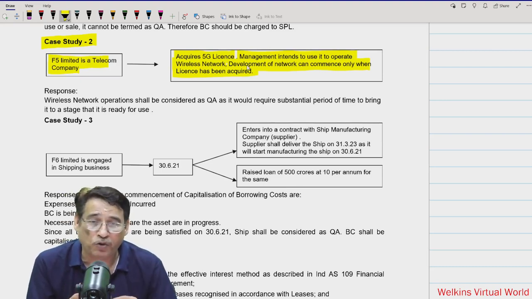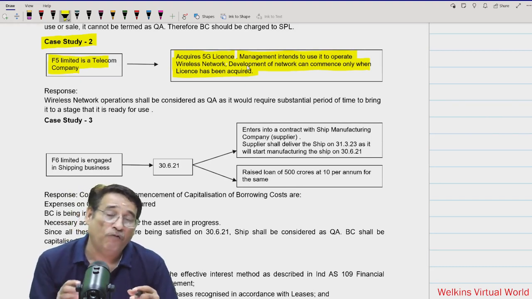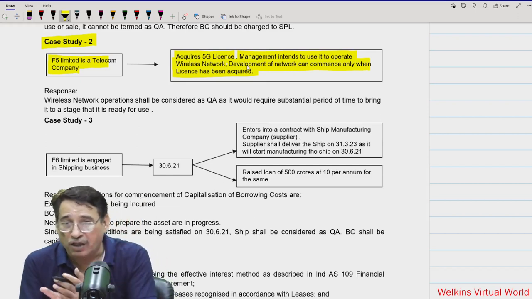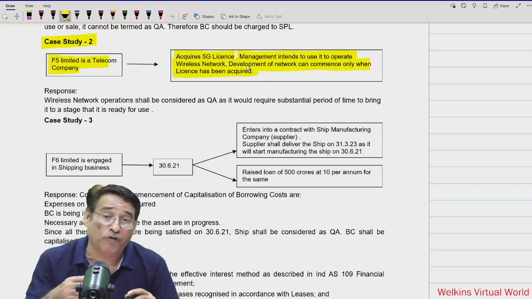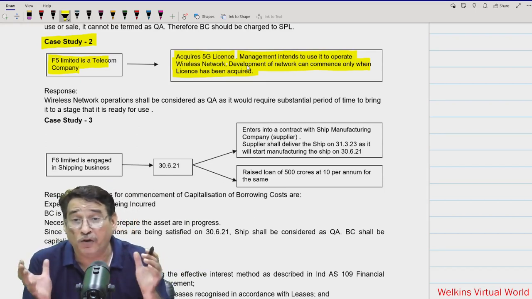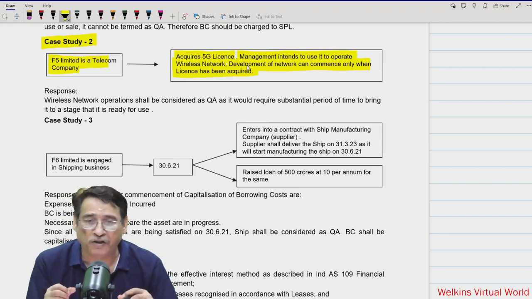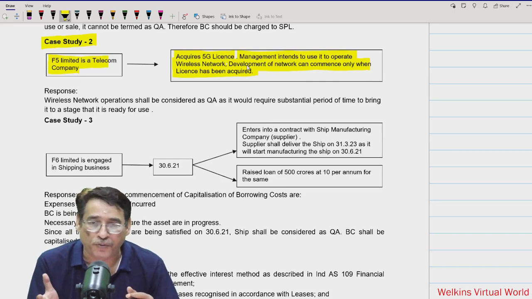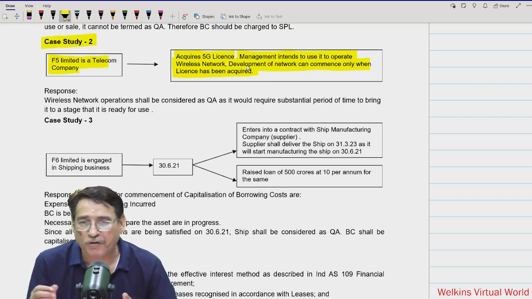Unless and until I acquire the license, I cannot start the development of the network. So we need to understand that in order to develop the wireless network operating system, it will require quite a bit of time before we are able to complete the wireless network operational system. So we may say in this particular case that the wireless network shall be considered a qualifying asset, because it will require a pretty long period of time before we are able to get it ready for use. That is the reason in this case the wireless network will be considered a qualifying asset. And during this stage, obviously the borrowing cost will be capitalized.